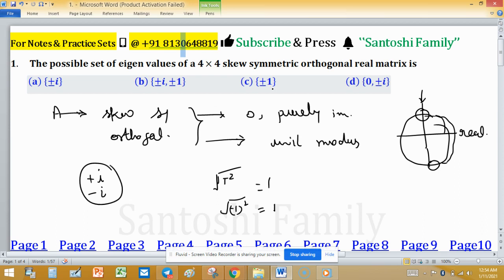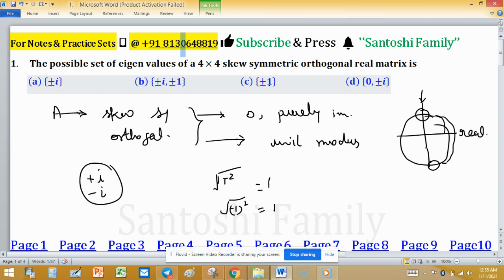In option C, there is only positive or negative 1. It means it is not involving the case where the eigenvalue may be purely imaginary. It is talking about an orthogonal matrix, not a real skew-symmetric matrix, because for a real skew-symmetric matrix the eigenvalue may be either 0 or purely imaginary. So C is not a correct choice.